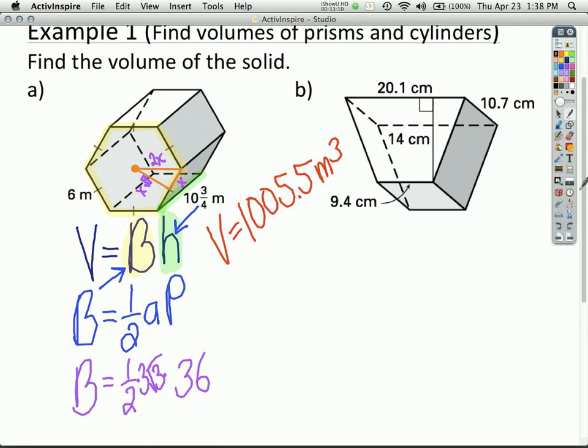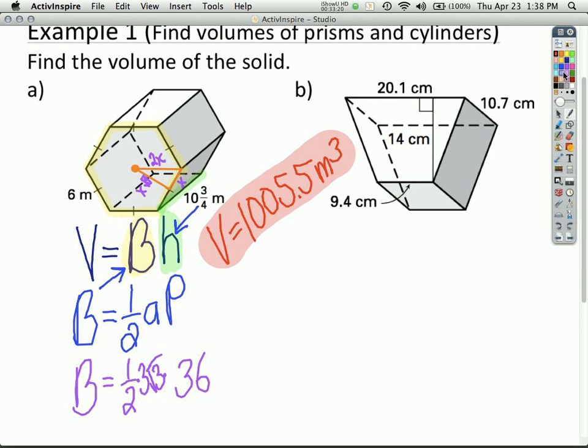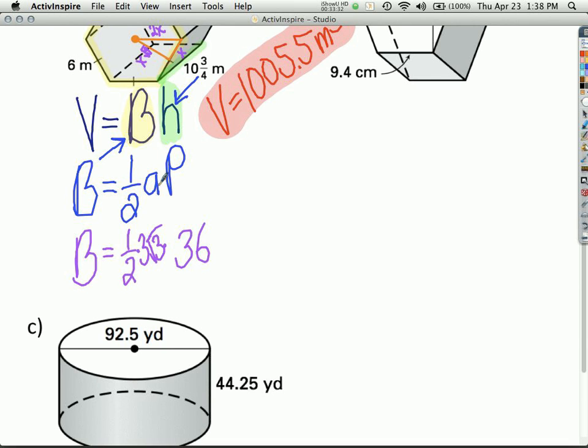Anyone have any concerns? Any issues, any observations, any theories? So it's a trickle-down effect. We're using this formula, but we need big B. To get big B, we need the apothem and the perimeter. We had the perimeter, we had to find the apothem. Once you find the apothem, you find big B. Once you find big B, you find the volume. Trickle-down effect. Any questions about that?